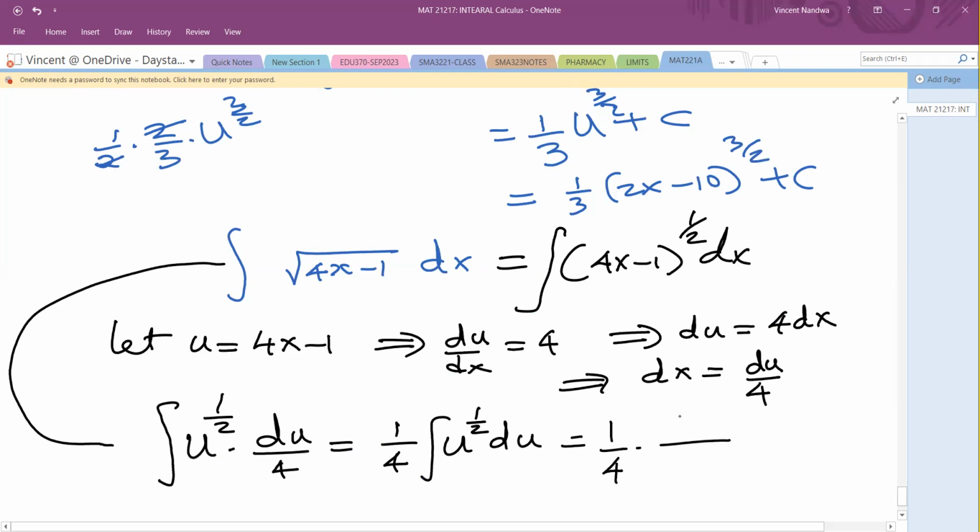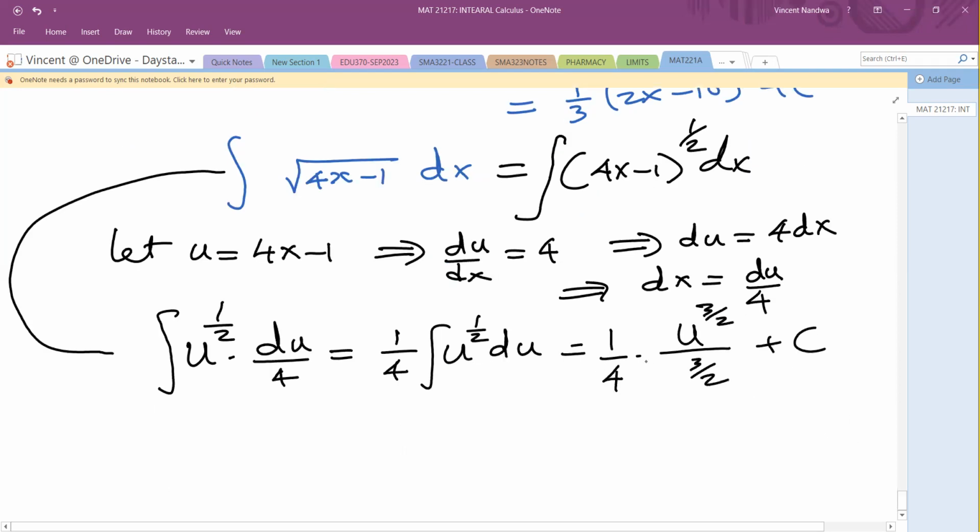So what would be the new power of u? 3 over 2. Yeah, then divide by 3 over 2. And when you say over 3 over 2, it's the same as times 2 over 3. So the interpretation of this is 1 over 4 times 2 over 3. So 2 over 4 times 3, which gives us 1 over 6. So we'll have 1 over 6, u power 3 over 2, plus c.